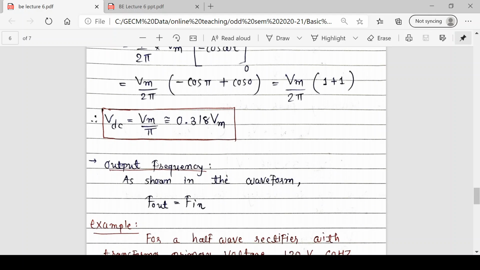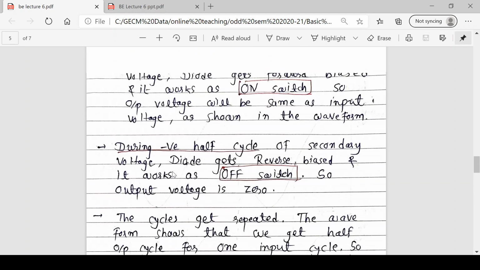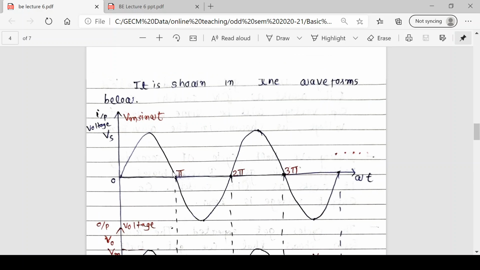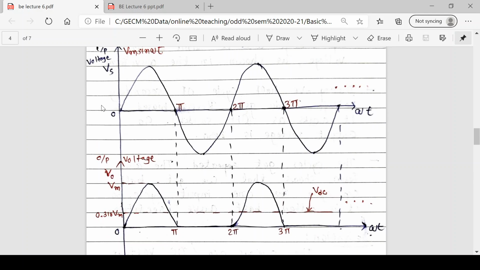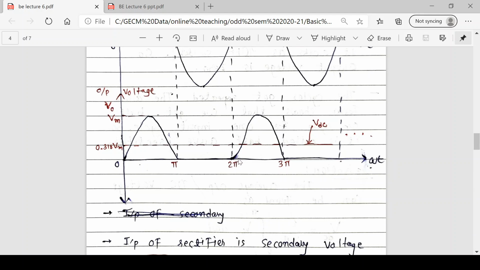Another parameter that you need to take care about is output frequency. Now just see the waveform. The input cycle ends at 2 pi. The output cycle also ends at 2 pi. Though your output is only up to pi, but the other portion is 0. That means another cycle starts after 2 pi.